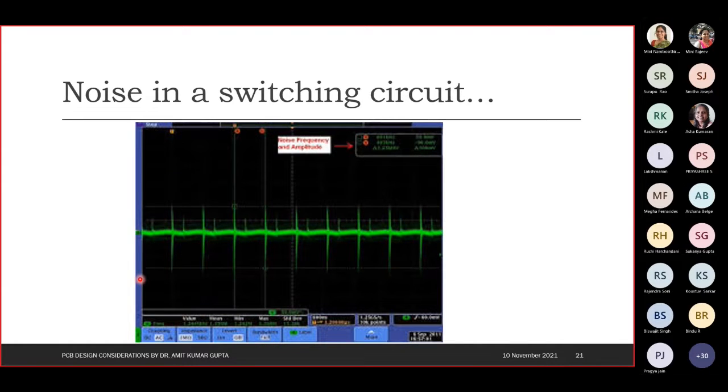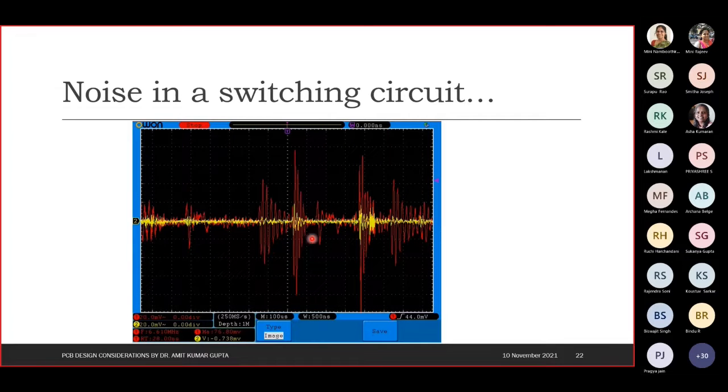You know why? Because we know E is directly proportional to dφ/dt. If there is any change in the flux in a nearby device, then some EMF will be induced in another circuit.